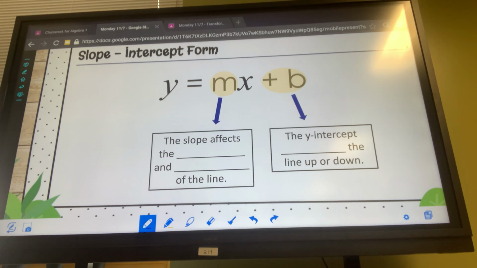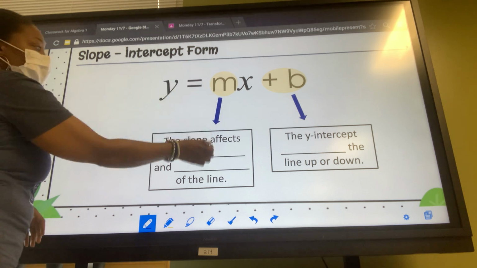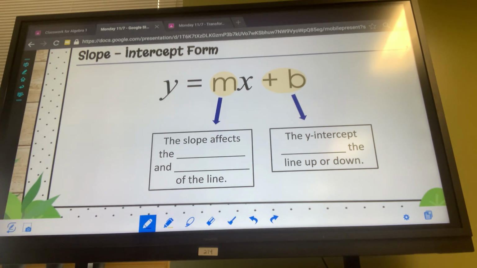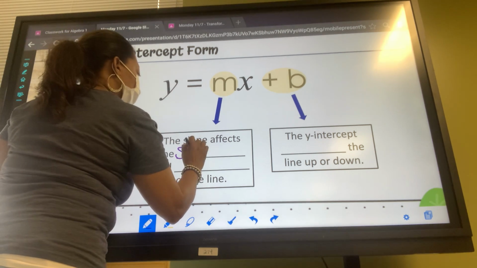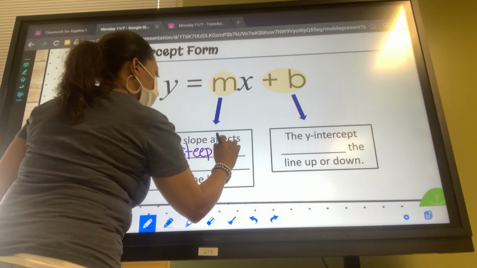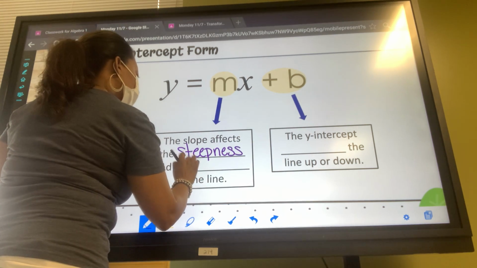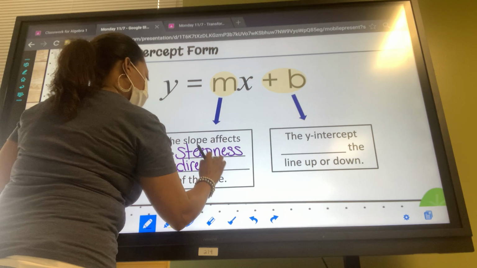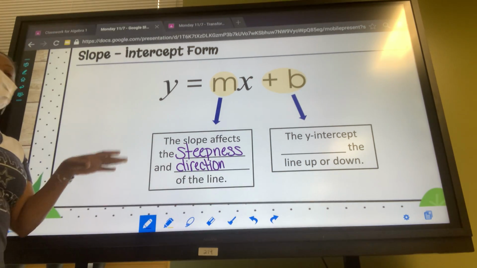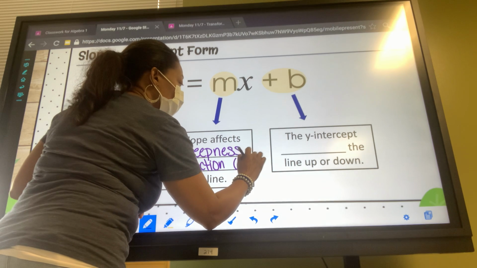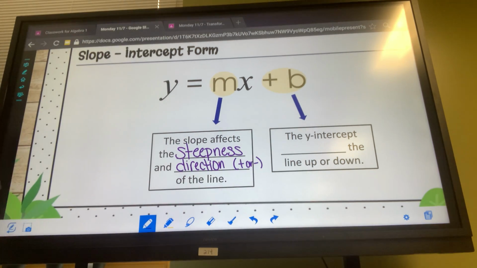Alright, so we already talked about this in the beginning. How our parent function is related to our slope-intercept form. And we know that M is our slope. So if it affects M, then it's going to refer to the steepness and the direction of the line. Remember, your direction has to do with your positive or negative slope. The steepness is how flat or how tall it seems to be.